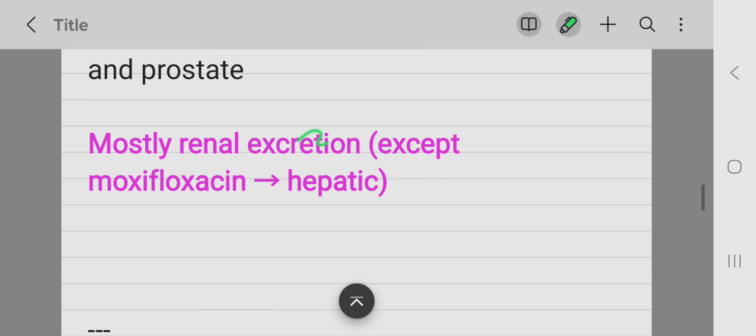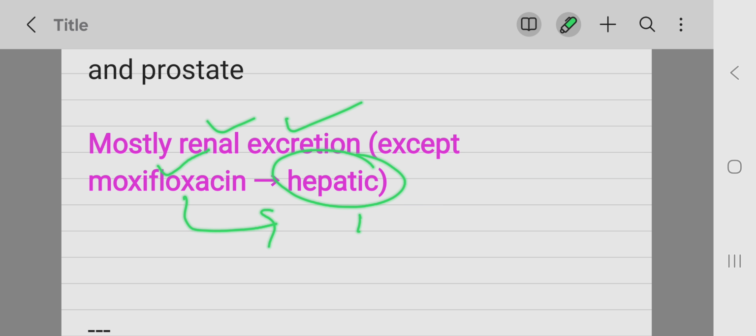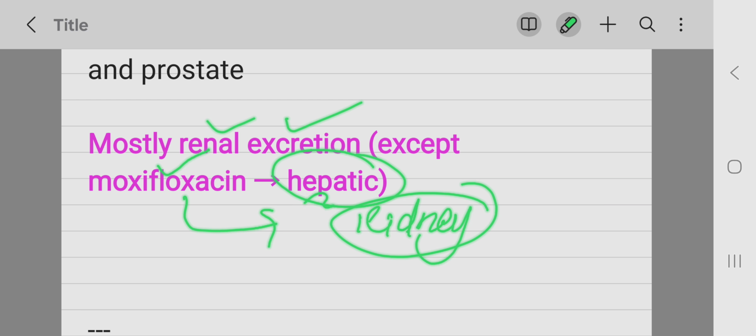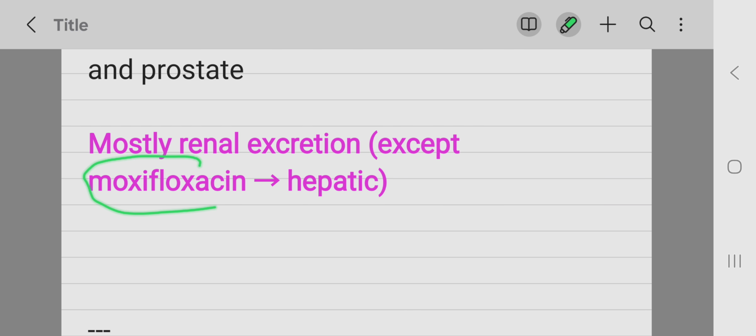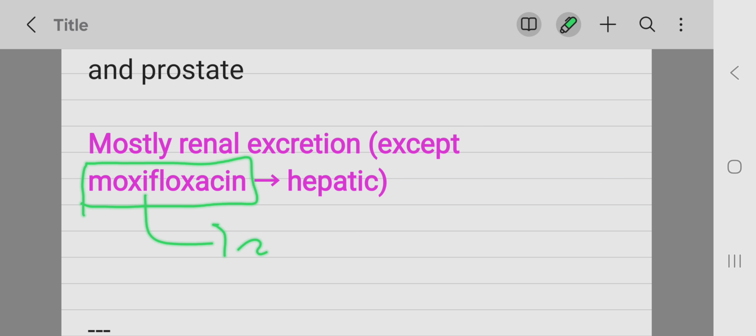Mostly these are renally excreted, but moxifloxacin has hepatic clearance. Therefore moxifloxacin is safe in kidney disease. So if someone asks you which fluoroquinolone is safe in kidney disease, you can say that moxifloxacin is safe in renal disease.